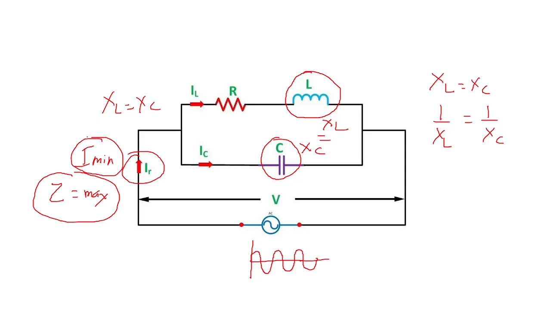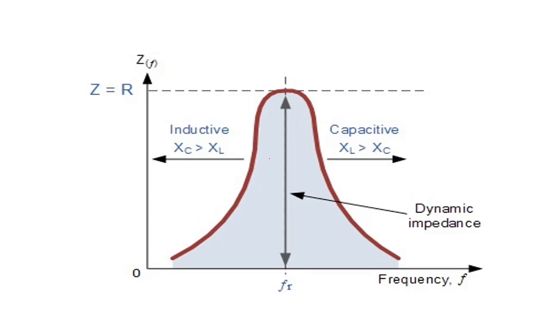Okay, now this is what happens in a parallel resonant circuit. Now let us see the curve, which is very important for the parallel resonant circuit. Now this is a graph of impedance. As I've told you earlier, impedance is nothing but opposition to the flow of current. So here you can see the graph of impedance versus frequency.